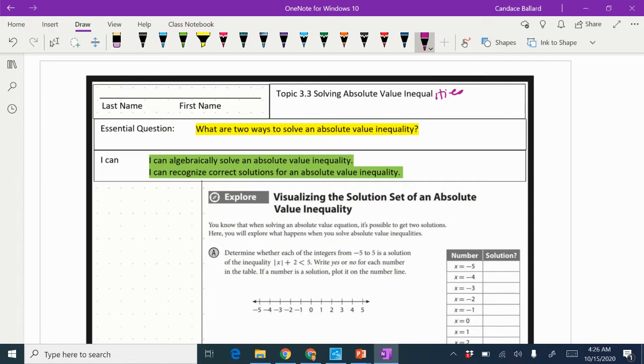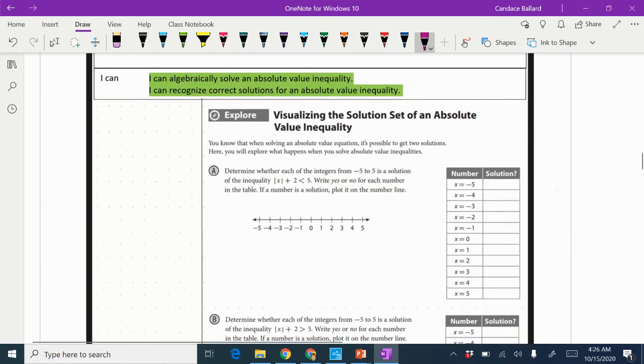In this video, our essential question is: what are two ways to solve an absolute value inequality? And our I can statements are that I can algebraically solve an absolute value inequality, and I can recognize correct solutions for an absolute value inequality. We're actually going to do this in reverse order. We're going to look for correct solutions first, because in an inequality, there are some solutions that work and some solutions that don't.